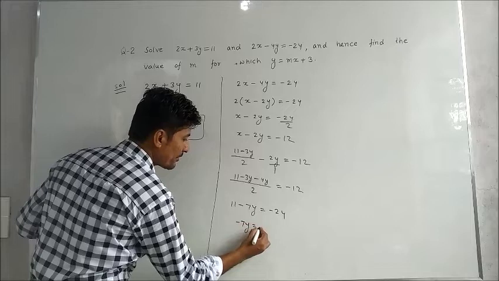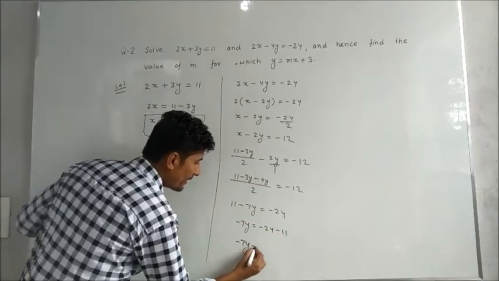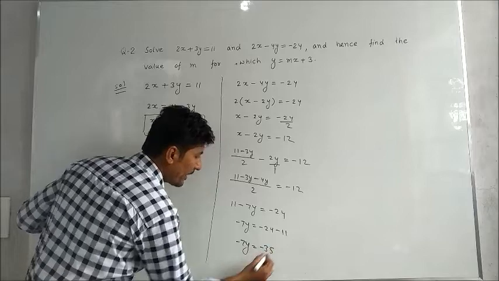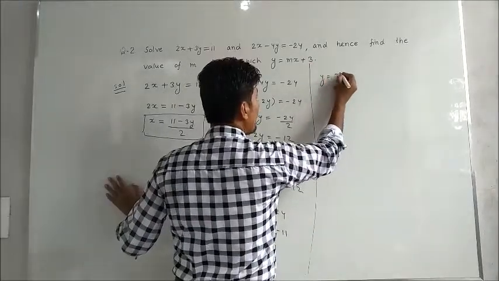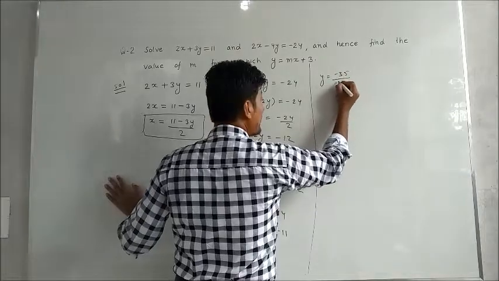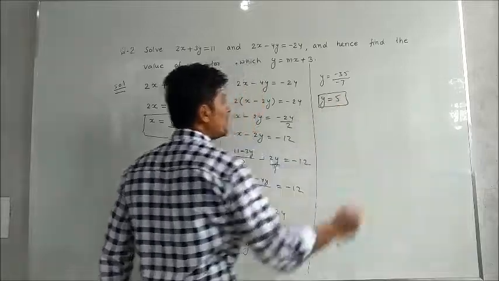11 minus 7y equals to minus 24. Minus 7y equals to minus 24 minus 11. Minus 7y equals to minus 35. And y will be equals to minus 35 divided by minus 7. So the value of y is equals to 5.